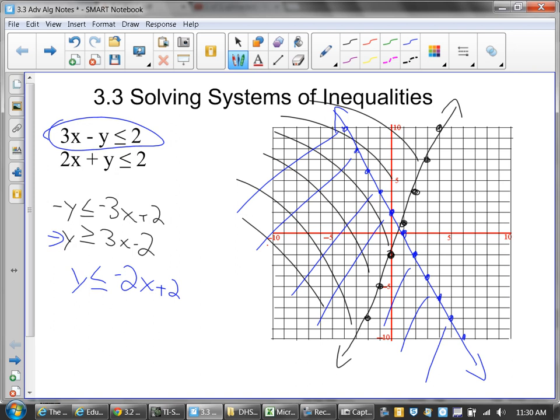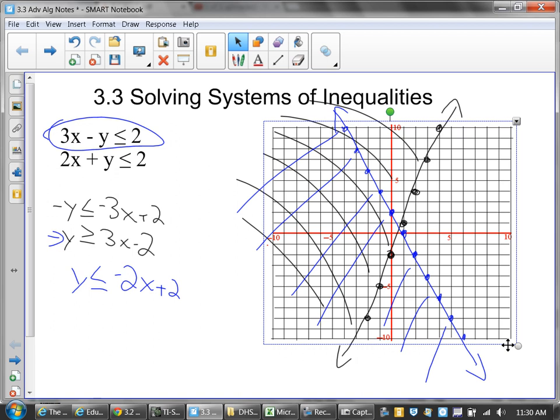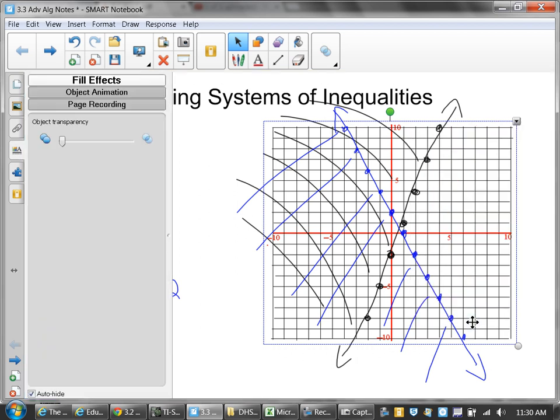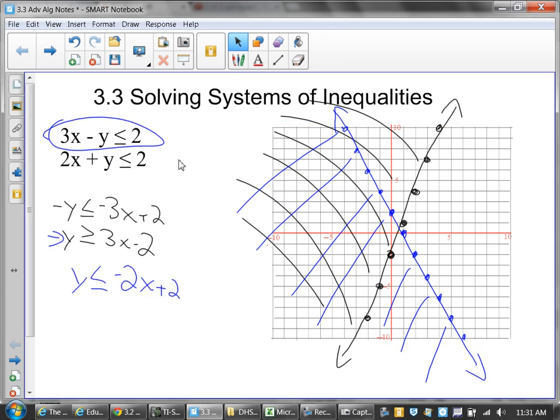And then what happens here, it's a little bit more difficult to see. If I can lighten this, see how there's an overlap there? The blue and the black? And what happens now is that any point that I pick in this region, any point in this double shaded region, would be a true statement for both inequalities.